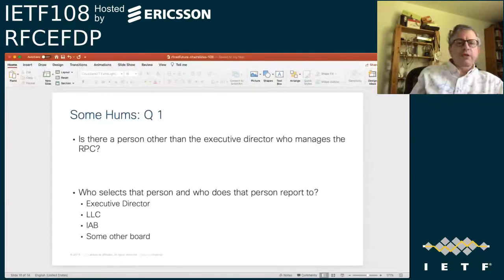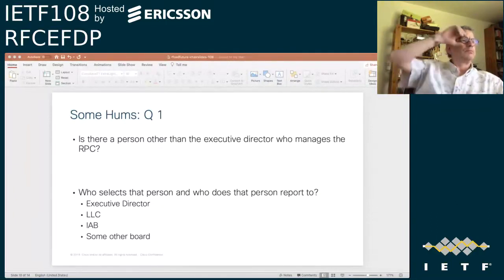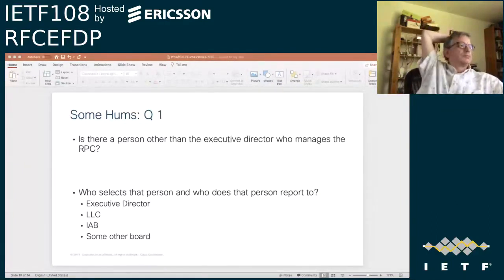I see Joel has made a request. So Joel, go ahead. I was trying to actually use the queue procedure, requesting and waiting until it was granted rather than just grabbing it, which, yes, it works, but it's not good. There's an oddity in the way you phrase that, because currently the executive director doesn't, in a day-to-day sense, manage the RPC. AMS does that. So I just found the phrasing a little odd, so I wanted to request clarification.